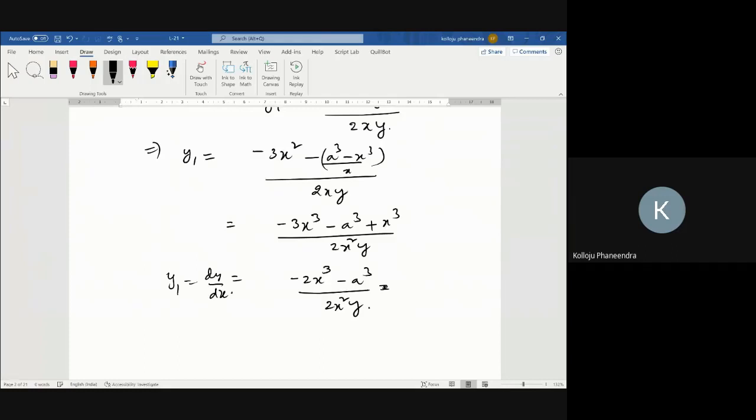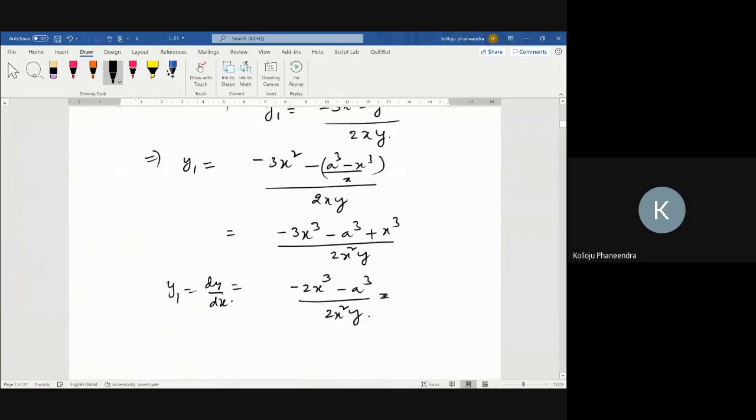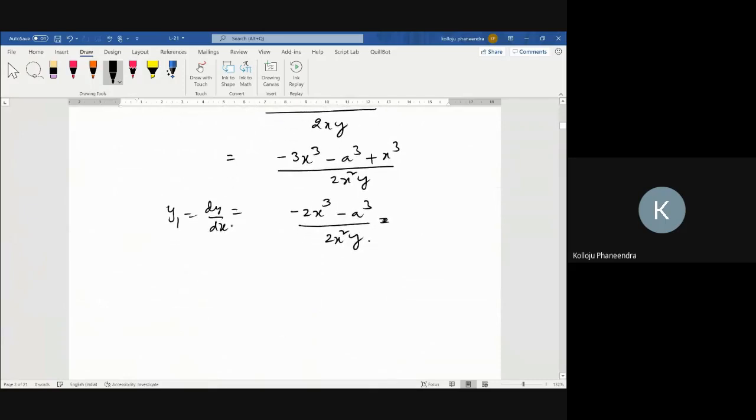And what is the point required? The radius of curvature is at what point? At point (a, 0). So calculate every derivative at (a, 0). So what does this become?